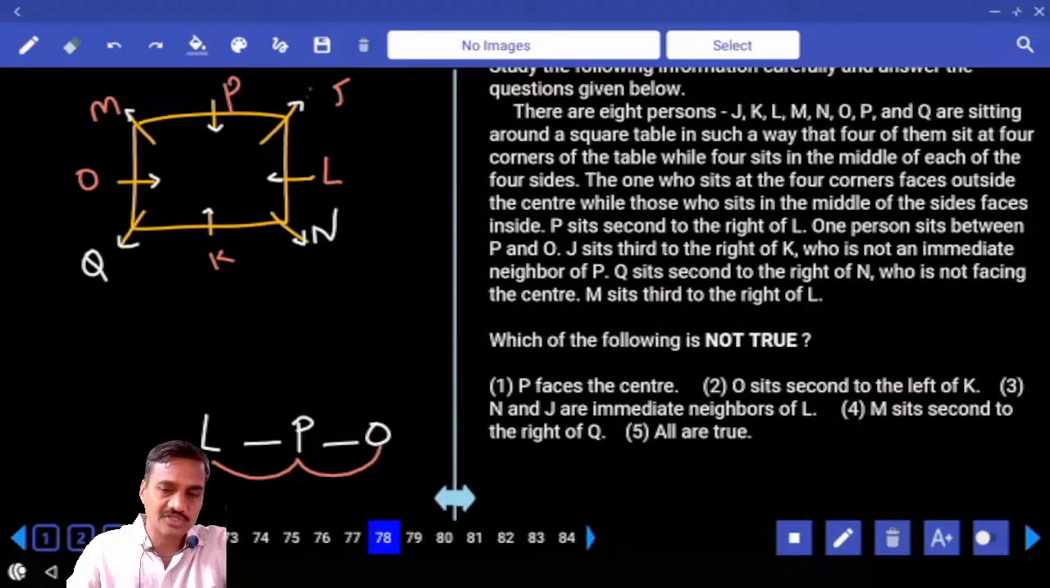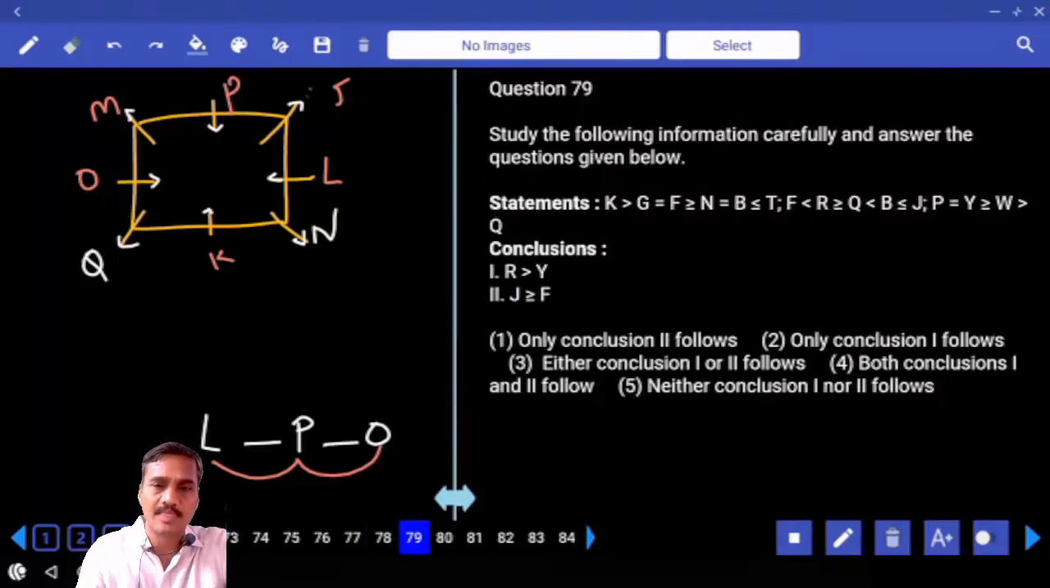And which of the following is not true? P faces the center, true. O sits second to the left of K, that is true. N and J are immediate neighbors to L, that is true. M sits second to the right of Q, that is also true. All are true, choice 5, question number 17.